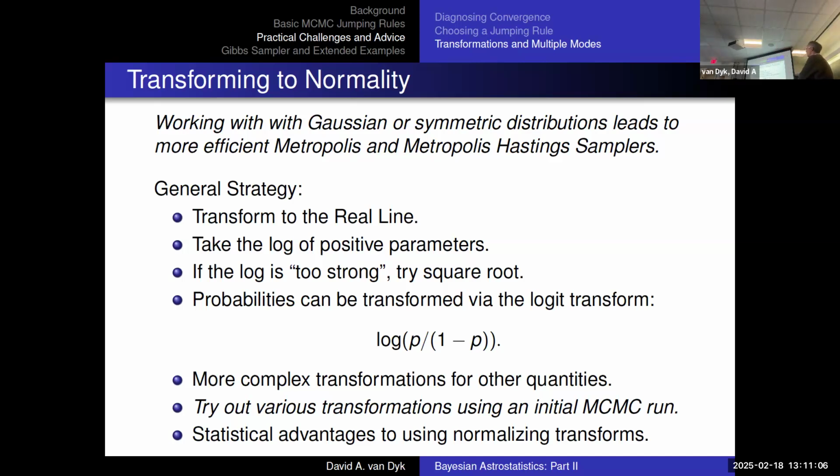The first thing to do is transforming to the real line. If it's a strictly positive parameter, take the logarithm. If you have a parameter that's always between 0 and 1, take this transform. That takes it to the real line. If it's on the real line, it's more likely to look like a Gaussian. It may not work. You should check it out, but that's the first line of defense. Sometimes the logarithm is too strong.